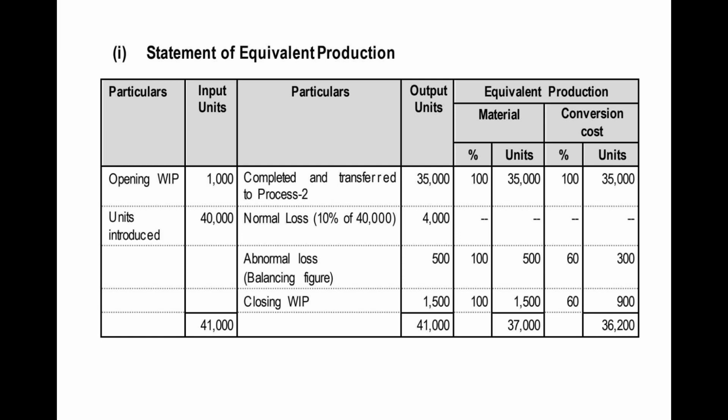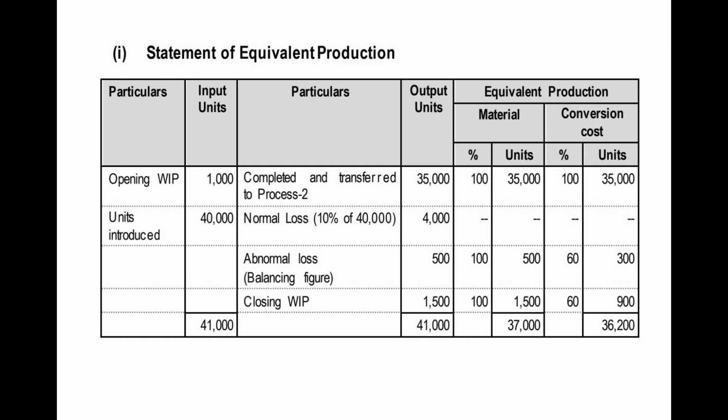Under equivalent production, there are two kinds. One is called material and one is called conversion cost. Under material, we need 2 columns. The first column would be percentage and the second column would be units. Then go to the conversion cost column. We need 2 columns under conversion cost, percentage and units. Sometimes there will be 3 categories: material, labor and overhead. Here there are only 2: material and conversion cost. So under material and conversion cost, we need 2 columns: percentage and units. Now I will explain what equivalent production is. Equivalent production is nothing but converting work in progress into an equal number of final product units.